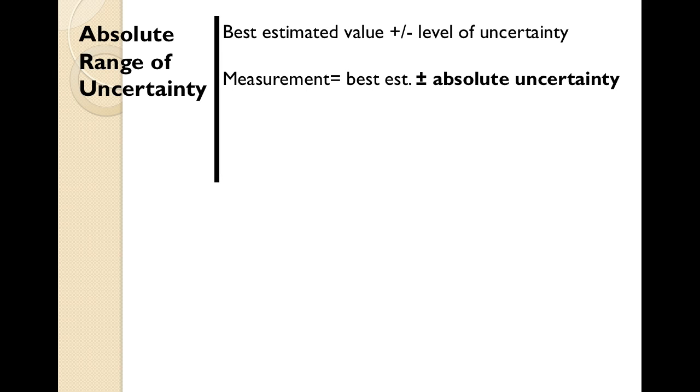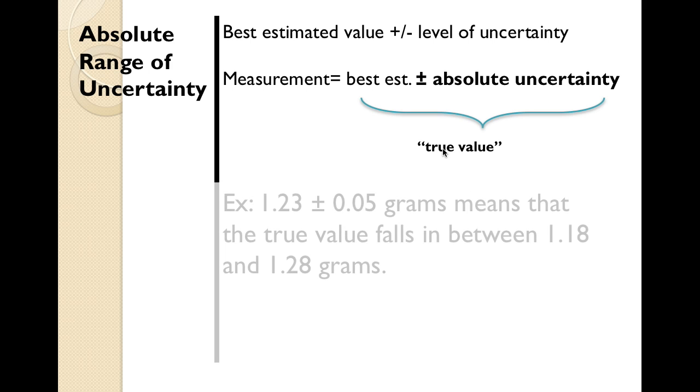So let's talk about range of uncertainty. So it's the area above and below the measurement that you find. So it's the best estimated value plus or minus some small amount of uncertainty. So the measurement equals the best estimate plus or minus absolute uncertainty. So the best estimate plus or minus absolute uncertainty is the true value. The true value is somewhere in there.